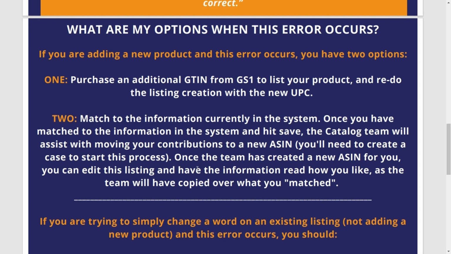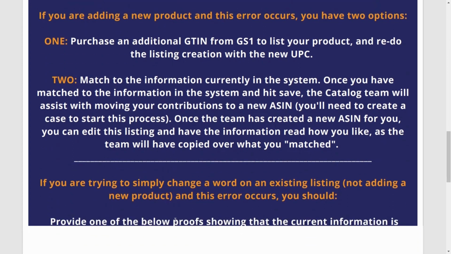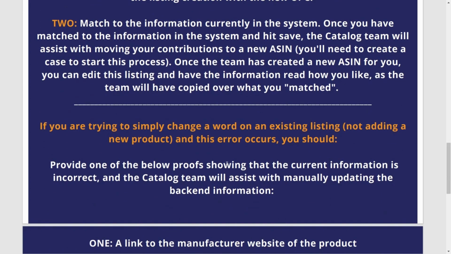Once the team has created a new ASIN for you, you can edit this listing and have the information read however you like, as the team will have copied over what you matched. So you want to go in and change it to what you had originally tried to enter, but you weren't able to enter.